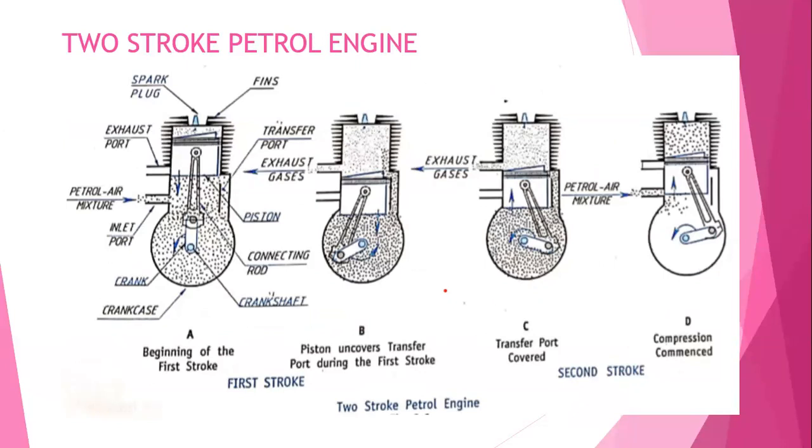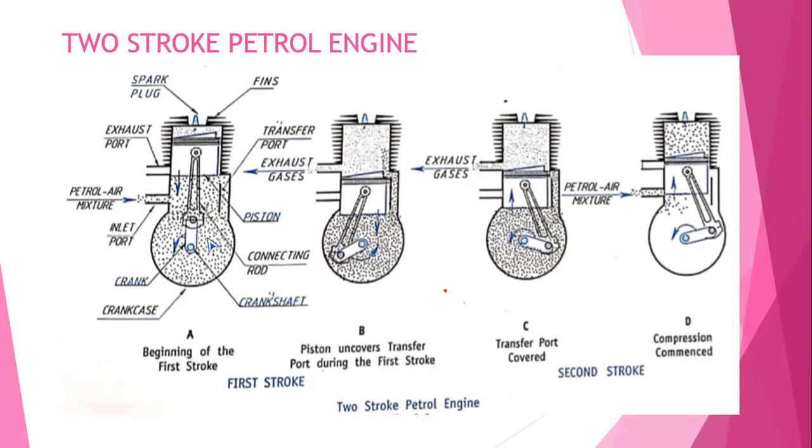Two-stroke petrol engine. See, all of you observe here. That is the beginning of the first stroke, and that is the first stroke, and this is the last stroke. Here there will be only two strokes. One is the suction stroke, the other one is exhaust stroke. In between you have compression and the expansion stroke.